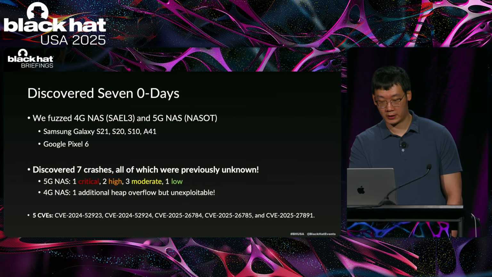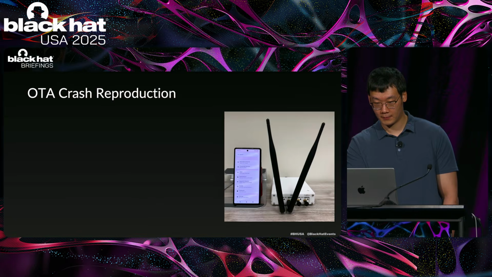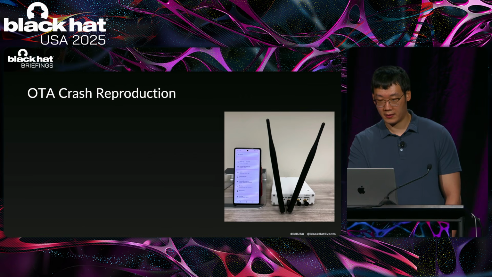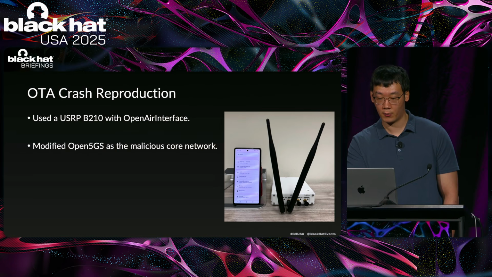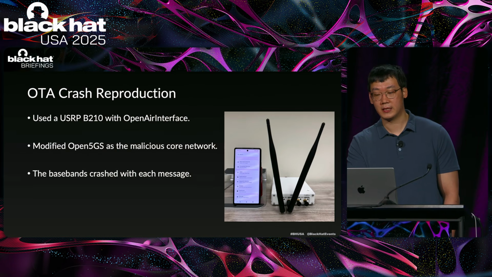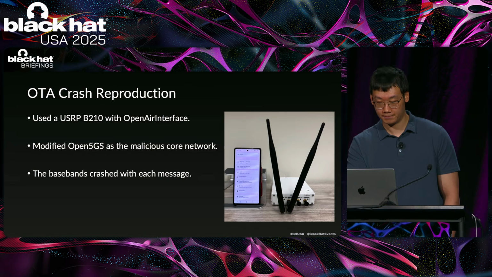But still, 7 exploitable crashes are great. We got 5 CVEs assigned for all of the moderate and above vulnerabilities so far. And to validate them, we replayed the crashing fuzz inputs and sent them over the air to real devices. We did this using a USRP B210 with OpenAirInterface as the base station and Open5GS as the core network. And for every exploitable bug, the baseband just crashed immediately.